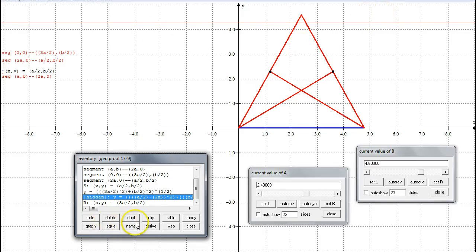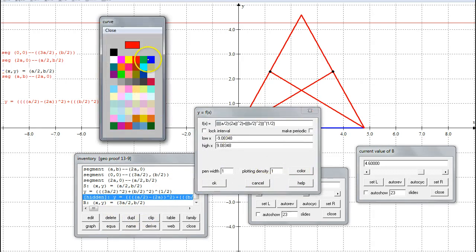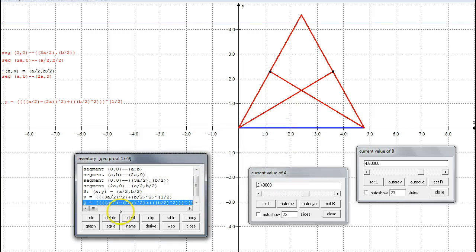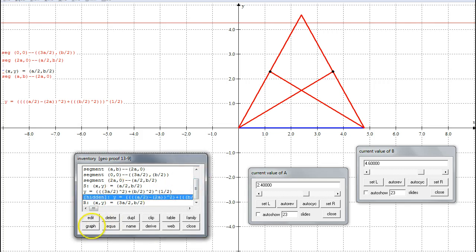So if I grab this one, let me look at this equation. Let's change the color. Right now it's red. Let's change it to blue. Okay, so if I grab this, look what happens. Do you see? I could hide it, and now if I grab it again, it goes right on top of it. That means what?